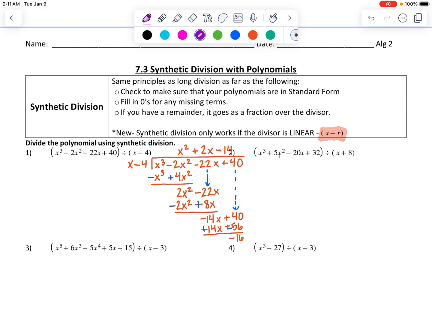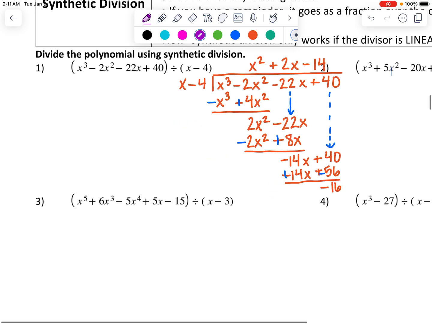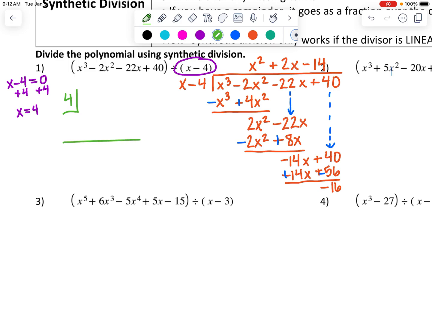Okay, so I went ahead and am showing this first problem with long division, and I just want to have the synthetic division right next to it so you can kind of see the comparisons. So what we're going to do is we're going to take this x minus 4, our divisor, and we're going to solve for x. So I'm going to take x minus 4, set it equal to 0, and we're going to make sure we get x by itself. So the number I'm going to use in synthetic division is 4. This is where it starts to look a little weird, but follow along. So I'm going to put 4 here, and I'm going to draw a line.